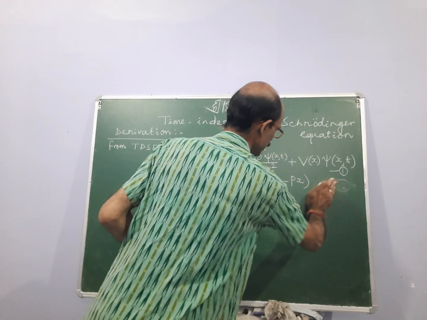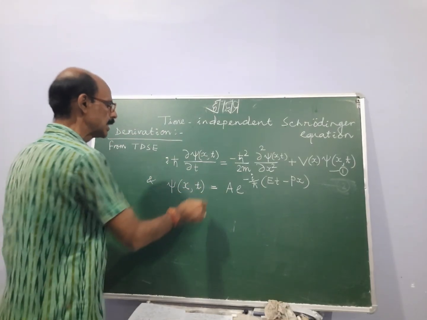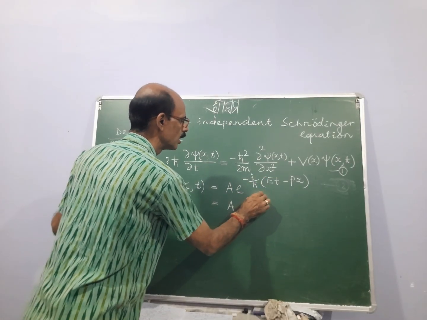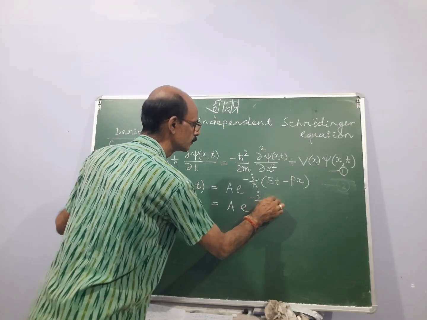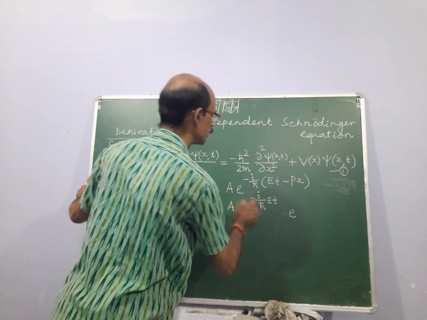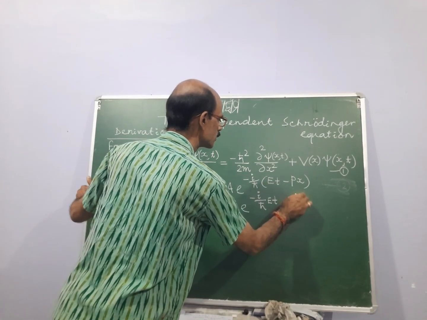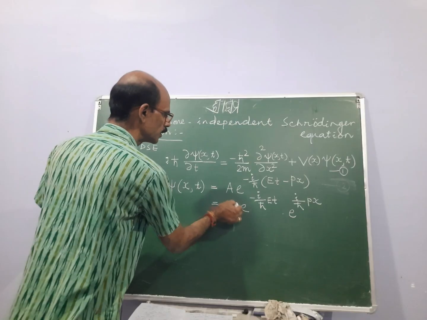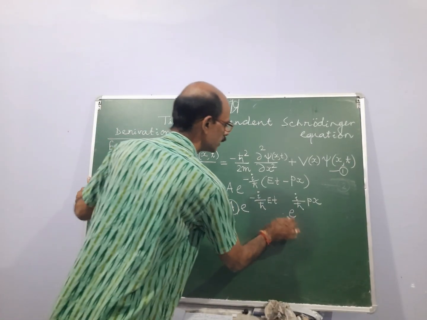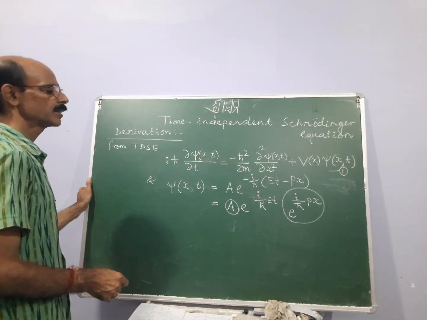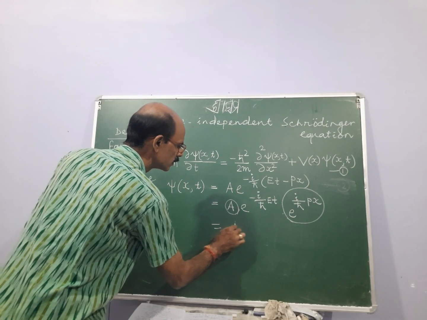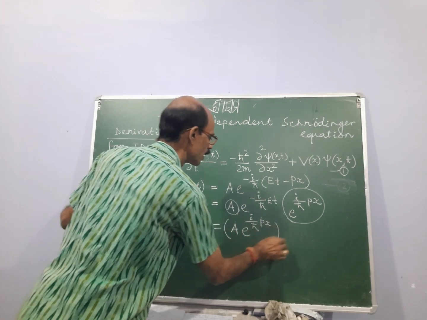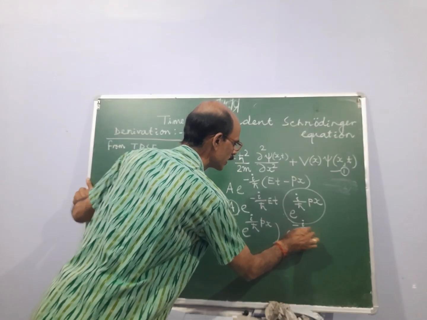No, we do not take this as equation number 2, let us simplify it a little. See, it can be written as an exponential, opening the bracket, minus i by h cut E t into exponential, minus minus becomes plus i by h cut p x. Now this A, which is the amplitude, and this exponential i by h cut p x, let us put them together, A exponential i by h cut p x, into exponential minus i by h cut E t.